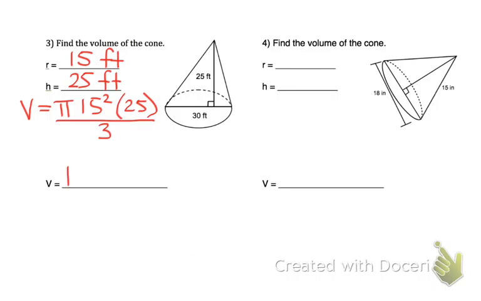I get 1,875 pi. Or if I multiply the pi in and write it as a decimal, I'm going to get 5,890.5, and then my units are going to be feet cubed.